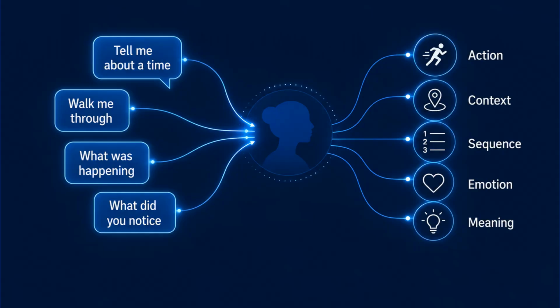The third step is writing participant-friendly language. This often begins with phrases like, can you tell me about a time? Can you walk me through? What was happening when? Or what did you notice? These phrases invite experience-level data. Action, context, sequence, emotion, and meaning.